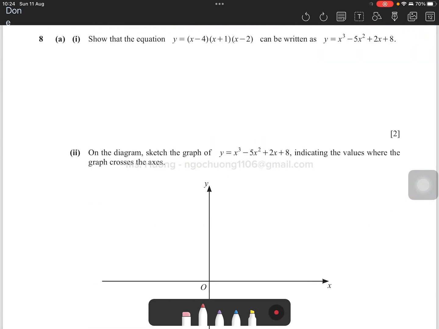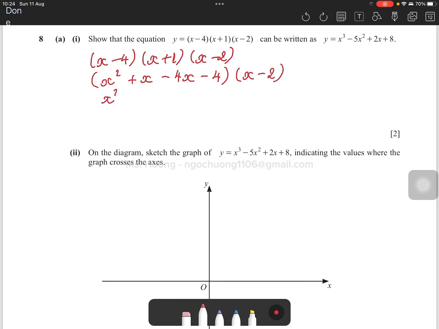Question 8a. Show that the equation y equals (x minus 4)(x plus 1)(x minus 2) can be written as y equals x cubed minus 5x squared plus 2x plus 8. So we'll expand the brackets. x times x is x squared. x times 1 is x, minus 4 times x means minus 4x, negative 4 times 1 is negative 4. Then we multiply this by x minus 2, and we simplify: x minus 4x is negative 3x minus 4.